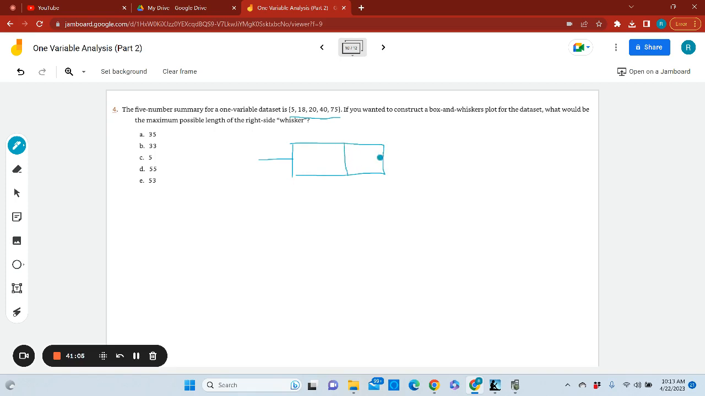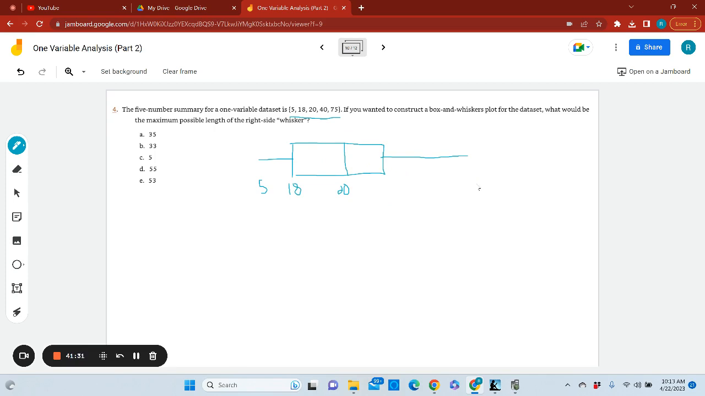Here's a box and whisker plot, and they want to know the maximum length of the right side whisker. Well, if 75 is an outlier, then this whisker is not going to go all the way out to 75. If 75 is not an outlier, then the minimum number is 5, 18. It looks like the median is 20.